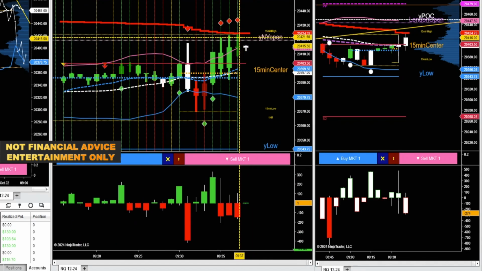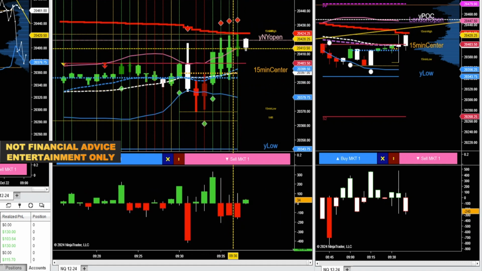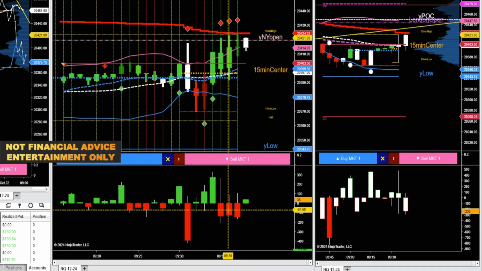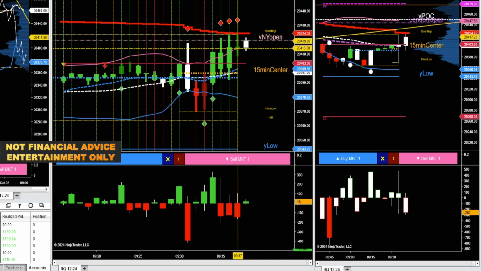Just got a short off of the VWAP. Got the delta diamonds to the downside as we were coming up to VWAP. Just have negative delta. It was holding up. I got a tiny little scalp short. It wasn't moving super quick, so I got out right away.